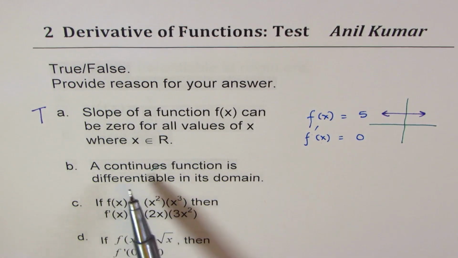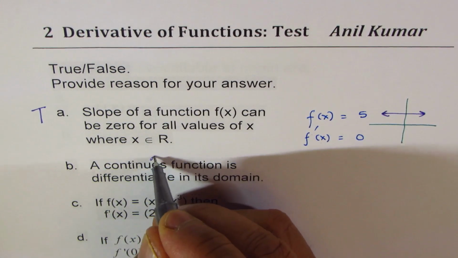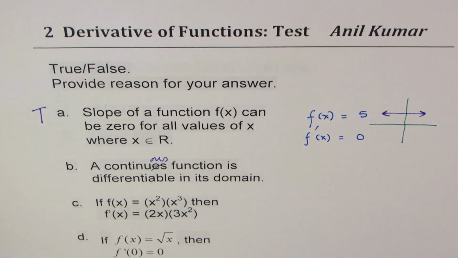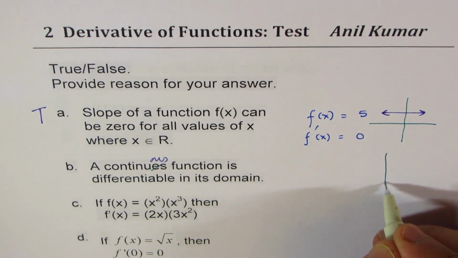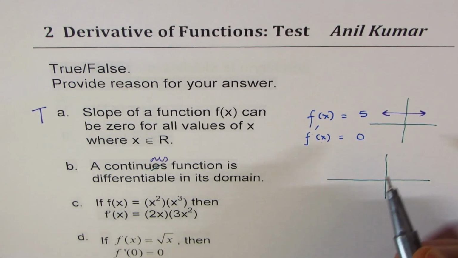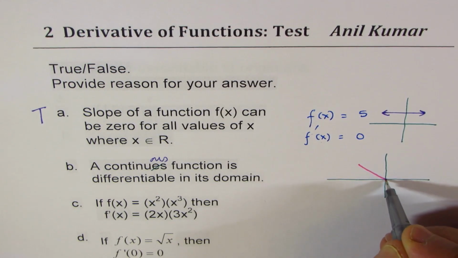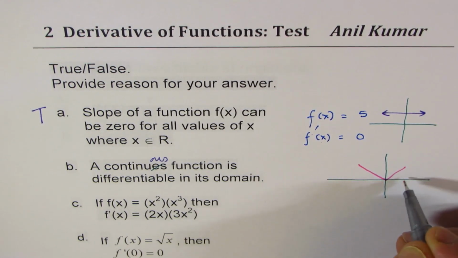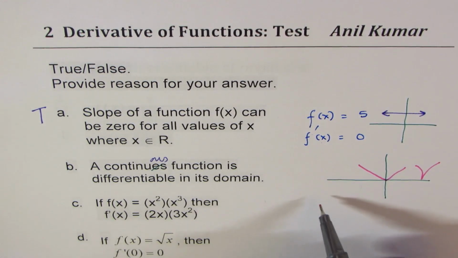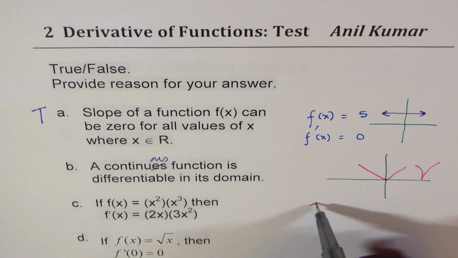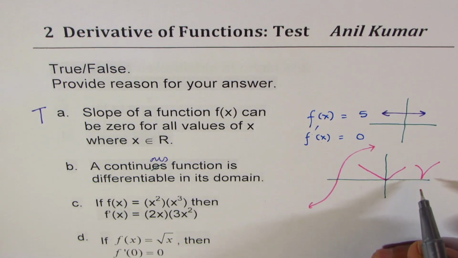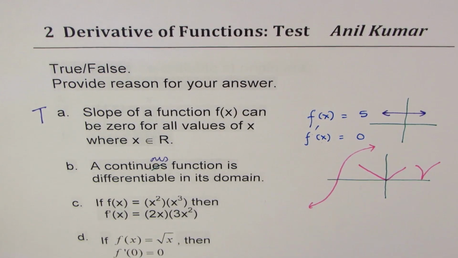The next one here is, a continuous function is differentiable in its domain. Well, there are many examples, as you know, where the functions are continuous, but they are not differentiable. For example, the absolute value function itself. So whenever there is a corner or a cusp, right, or even you could have a function which has a vertical tangent line. For example, a function like this, right? These functions are all continuous, but they are not differentiable, right?